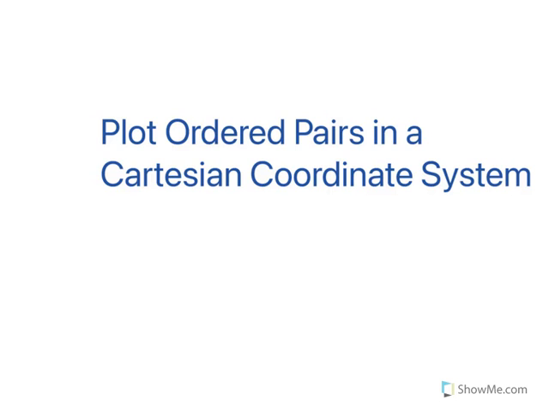Plot ordered pairs in a Cartesian coordinate system. And before you start saying, I don't know what that is, yeah, you do. A Cartesian coordinate system is sometimes just called the coordinate plane, but it's simply two lines that intersect at a 90-degree angle. And then they have some specific pieces.